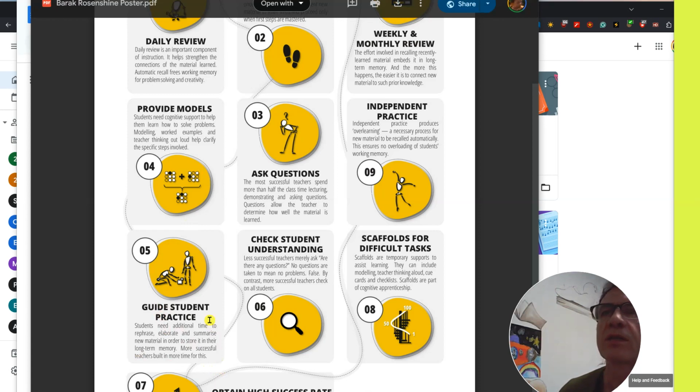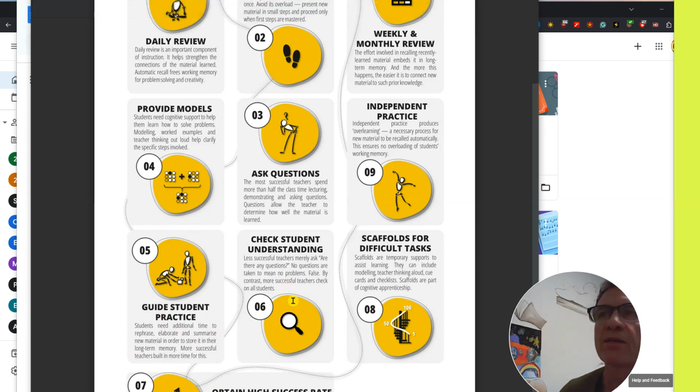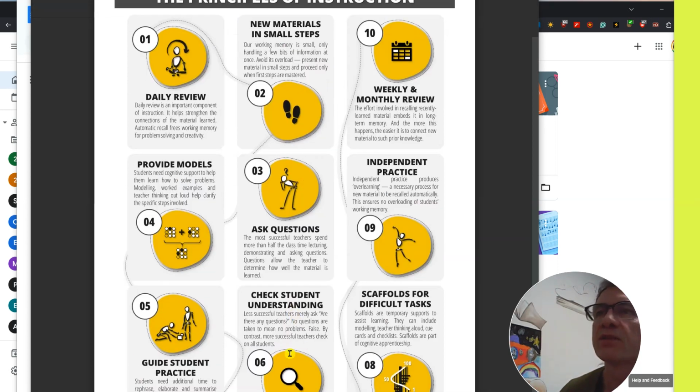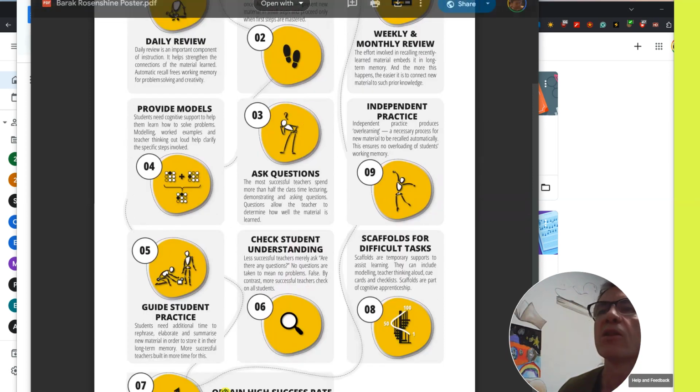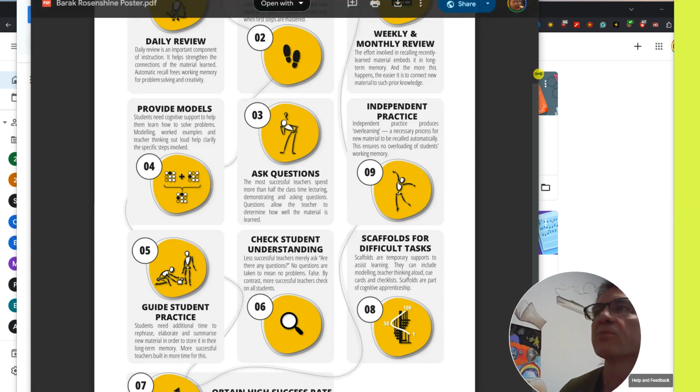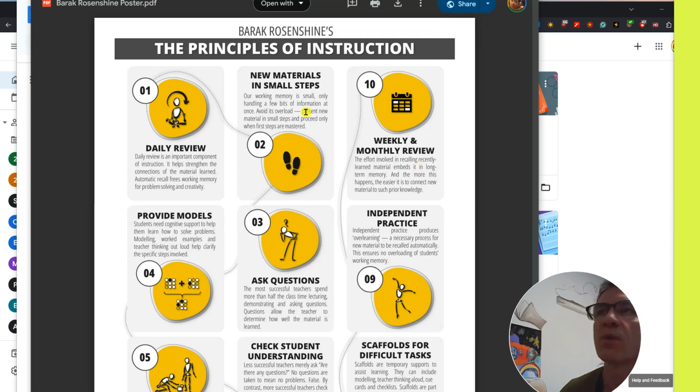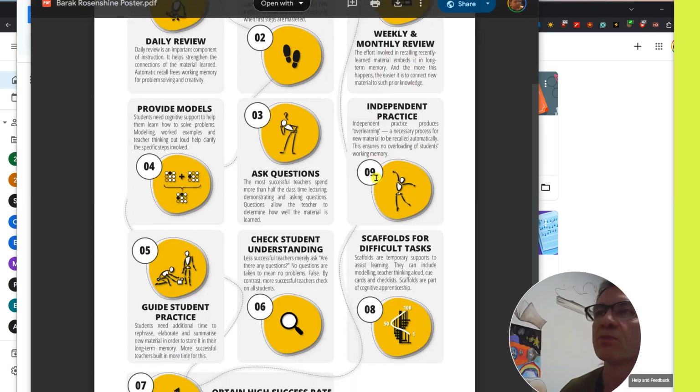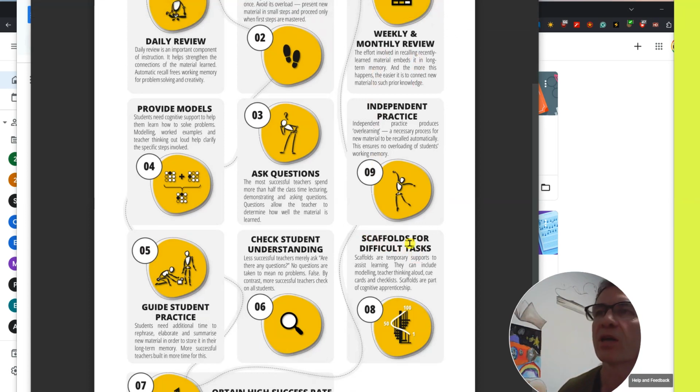Practice, of course. Check that students understand before moving in to the task. At the bottom you'll see obtain high success rate. 80% seems to be optimal. So you want people to succeed, so that's again not too difficult, not too easy. And then this word, scaffolds. We're going to come across that in a second. It's an assist to learning. So it could be from you, and it's also from other students who are helping each other.